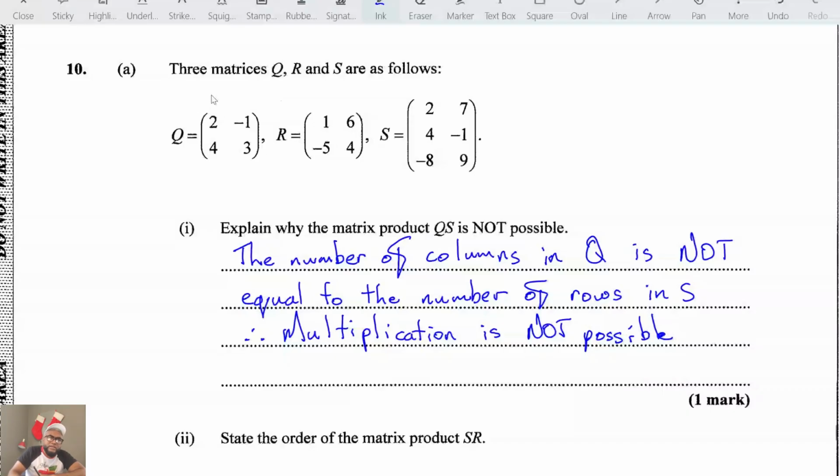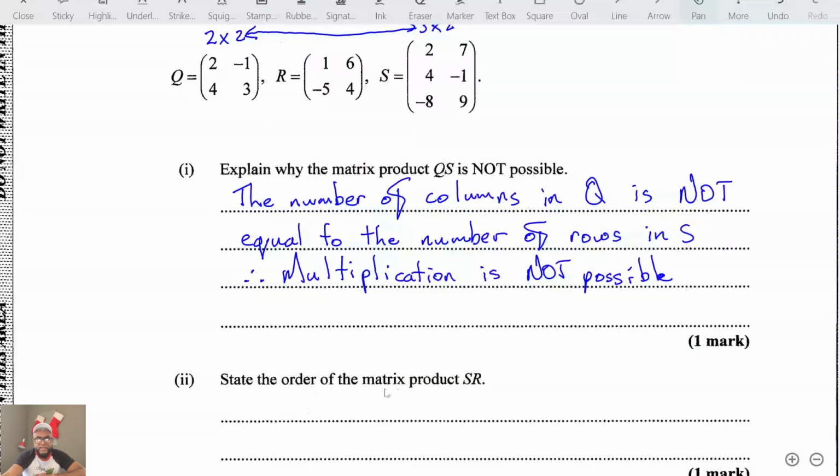This Q is a 2 by 2 matrix, meaning 2 rows, 2 columns. This one here is a 3 by 2 matrix, meaning 3 rows, 2 columns, right? The amount of columns in the first matrix must be equal to the amount of rows in the second matrix. So matrix multiplication is not possible here.